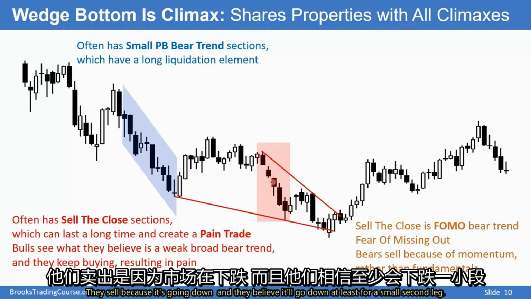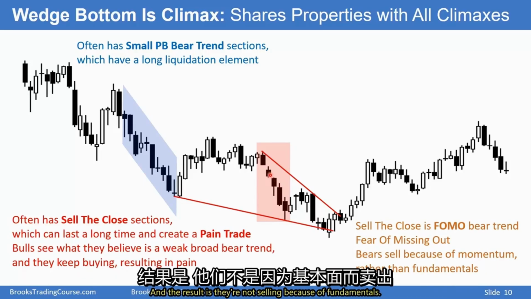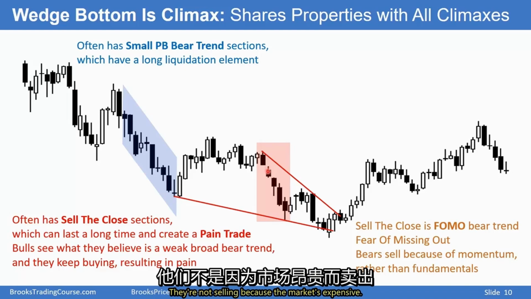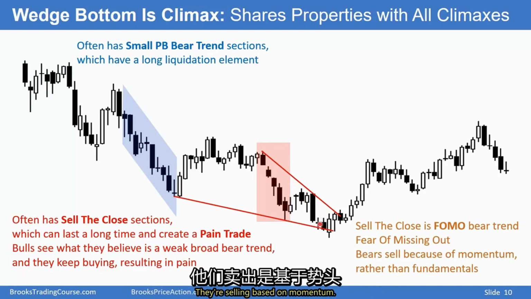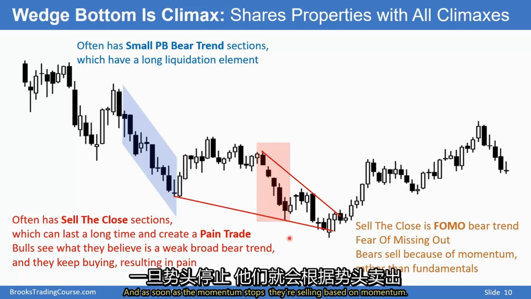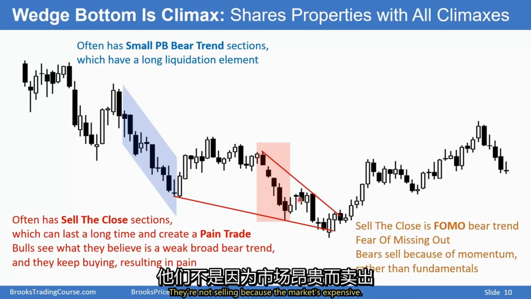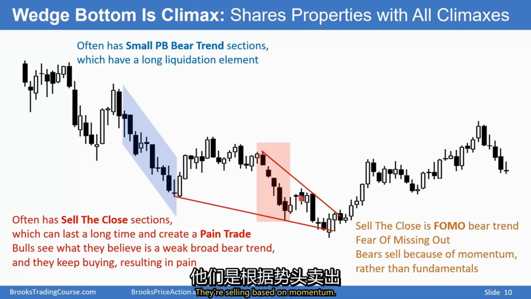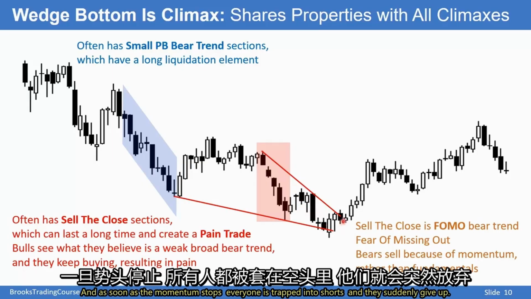Sell the close. It's a FOMO trade, fear of missing out. The bears sell not because the market is expensive. They sell because it's going down, and they believe it'll go down at least for a small second leg. They're not selling because of fundamentals. They're not selling because the market's expensive. They're selling based on momentum. And as soon as the momentum stops, everyone is trapped in shorts and they suddenly give up.